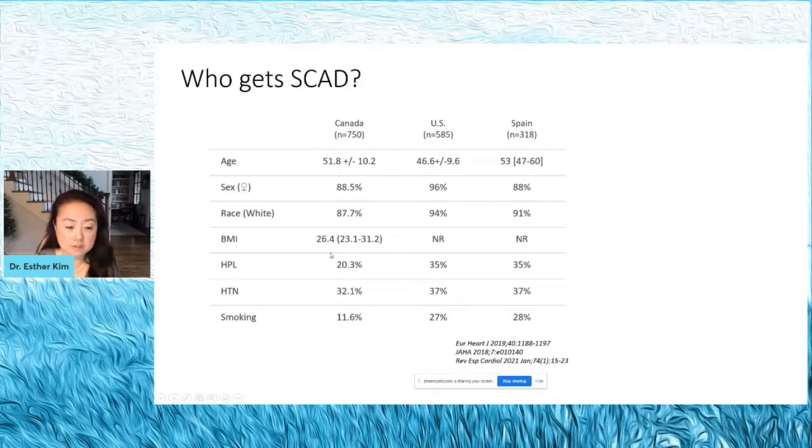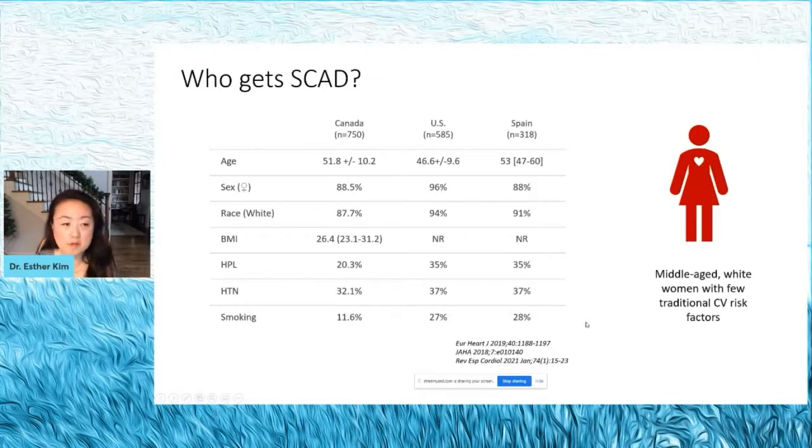I think what we should notice here is that the rates of cardiovascular risk factors are lower than what we would expect with patients with traditional myocardial infarction. Patients are generally older, generally male, and generally have a higher prevalence of these cardiovascular risk factors. So if you had to sum it up, who gets SCAD? The average person would be the middle-aged white woman with few traditional cardiovascular risk factors.